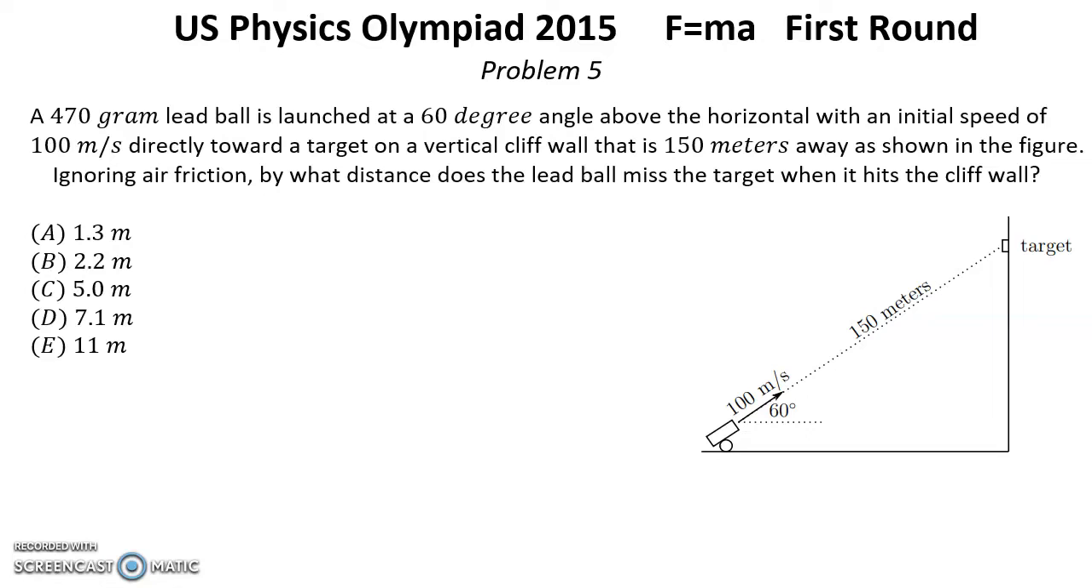Problem number 5. A 470 gram lead ball is launched at a 60 degrees angle above the horizontal with an initial speed of 100 meters per second directly toward a target on a vertical cliff wall that is 150 meters away as shown in the figure. Ignoring air friction, by what distance does the lead ball miss the target when it hits the cliff wall?